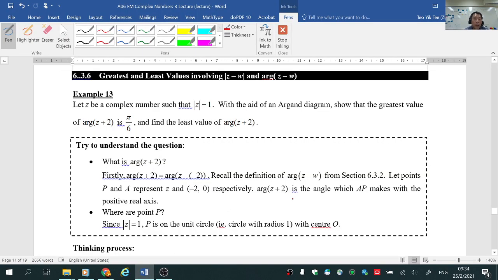Okay, example 13 of your chapter 3. This is a little bit difficult, because there's a new theory or new concept for you to accept. So let me run through the simple stuff first. Z is actually a complex number fitting this criteria. Your job now is, with the aid of an Argand diagram, show that the greatest value of argument z plus 2 is pi over 6.